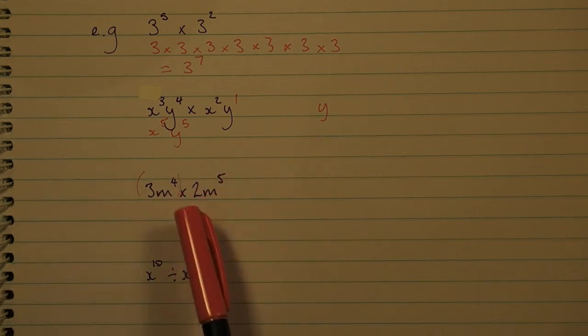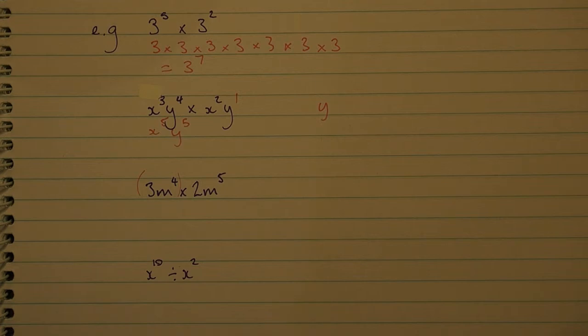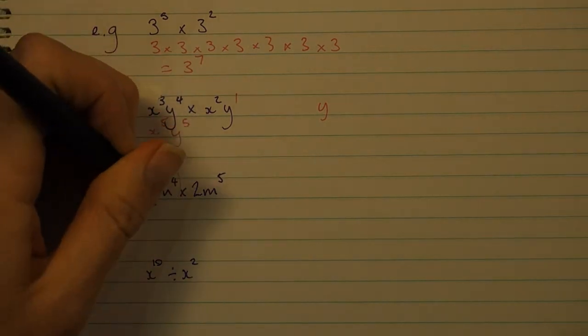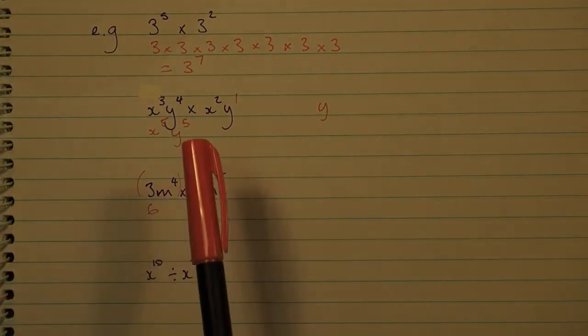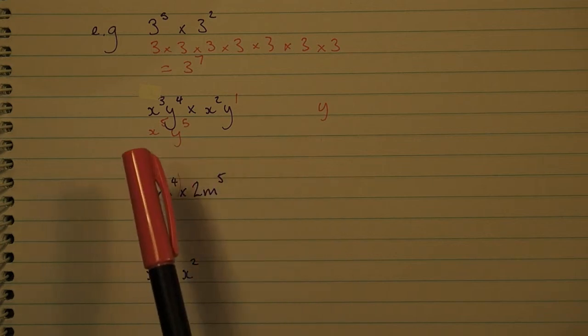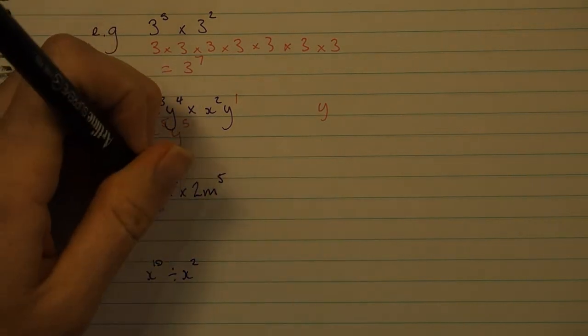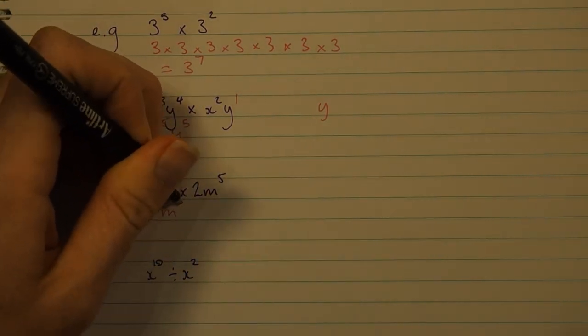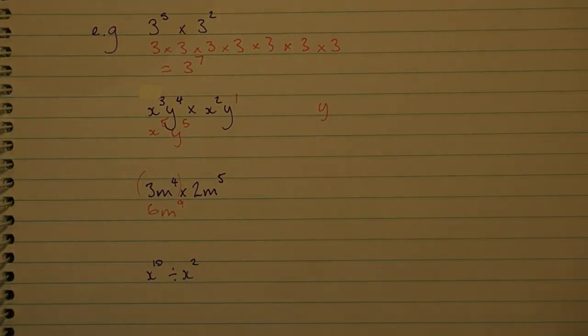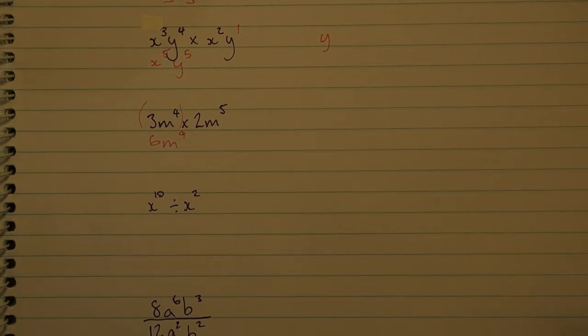Because the 3 and the 2 have no powers, we will just multiply those as normal, because they're not bases. It's just 3 times 2, which of course is 6. Then m to the power of 4 times m to the power of 5; well, of course, 4 plus 5 gives us 9. So 3m to the power of 4 multiplied by 2m to the power of 5 gives us 6m to the power of 9.